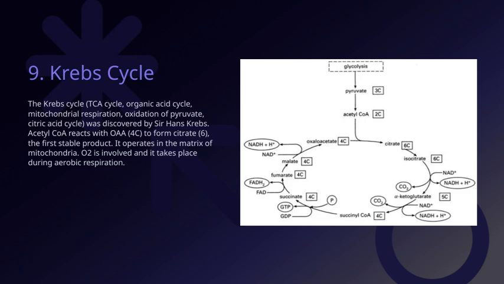The entire process takes place in the matrix of the mitochondria, which are often called the powerhouses of the cell. An important point to remember is that oxygen is involved in the cycle, making it a key part of aerobic respiration. So, in essence, the Krebs cycle is a crucial step in converting nutrients into usable energy, linking the breakdown of carbohydrates, fats, and proteins to the production of ATP, our cell's energy currency.